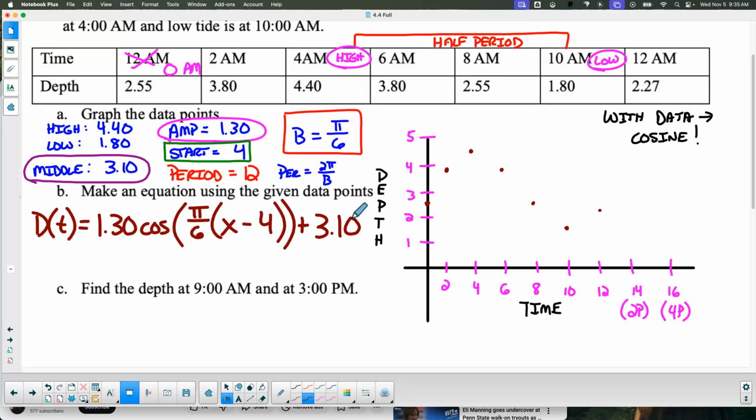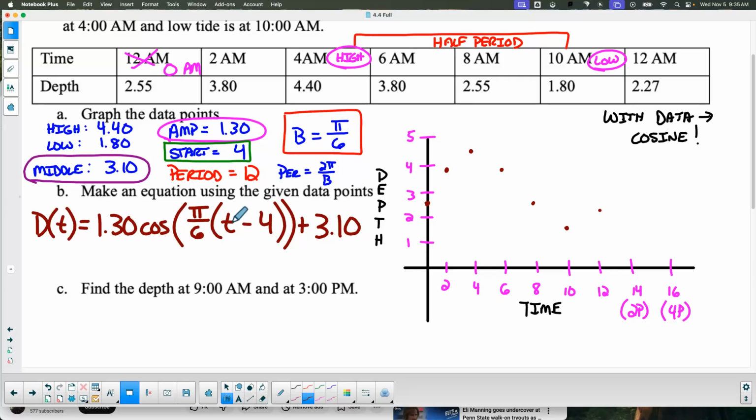Part C says now we need to find the depth at 9 a.m. So what am I going to do to find the depth at 9 a.m.? Plug in 9 for x. Oops, sorry, I should have put t there. My fault. So it was a function of t. Let's go with t because it's time, but we can call it still x. So plug in for x or for t.